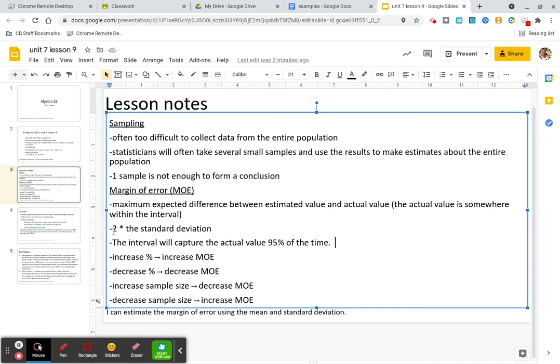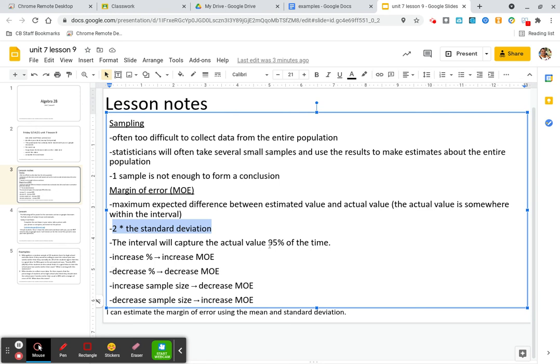To find the margin of error in this class, we're going to take 2 times the standard deviation, and we're going to go above and below our estimated value. So the way we interpret it is that the interval will capture the actual value 95% of the time. So not 100% of the time, but pretty darn close.